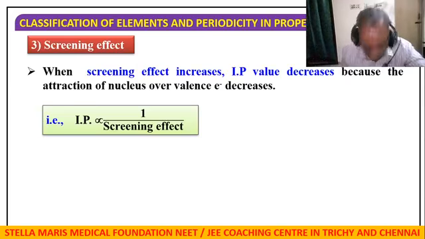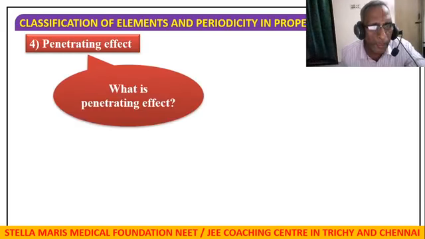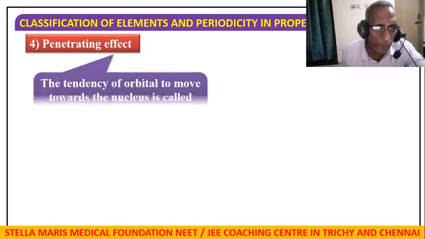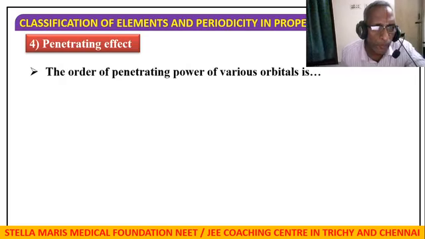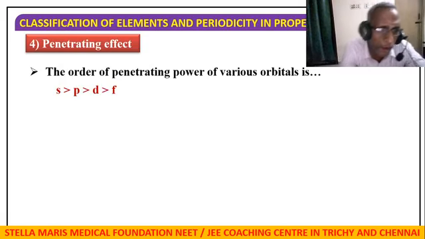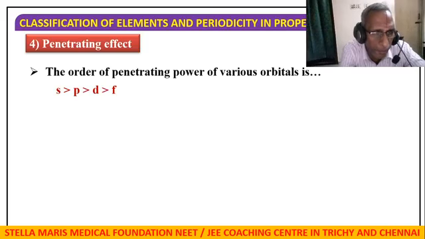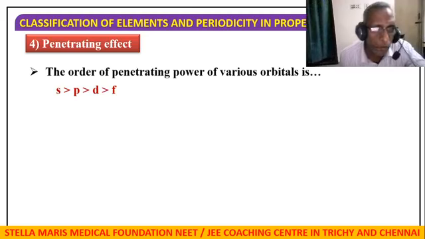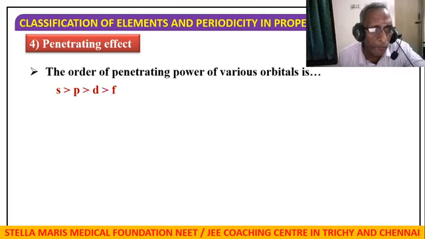The fourth one, penetrating effect. S orbital has maximum penetrating power. It is nearest to the nucleus. Then comes p orbital, then d orbital, then f orbital. So f orbital is farthest from the nucleus. So the penetrating effect decreases in the order s is greater than p is greater than d is greater than f. We have seen. More the penetrating effect, more difficult is the removal of electron.